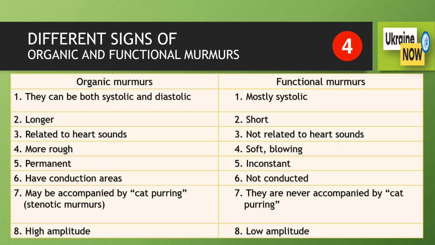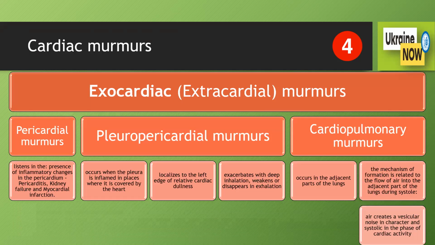And finally, exocardiac or extracardiac murmurs. They are pericardial murmurs, pleuropericardial murmurs, and cardiopulmonary murmurs.